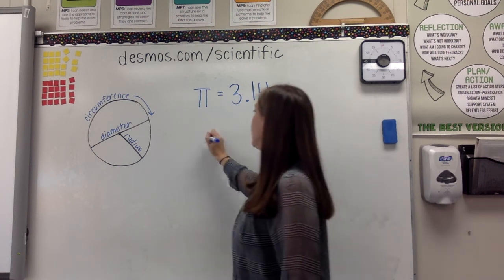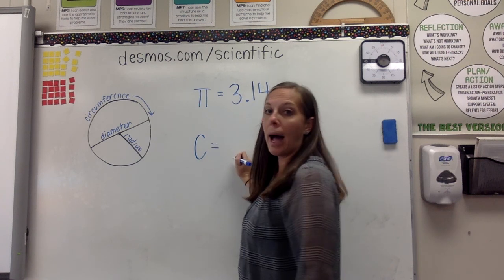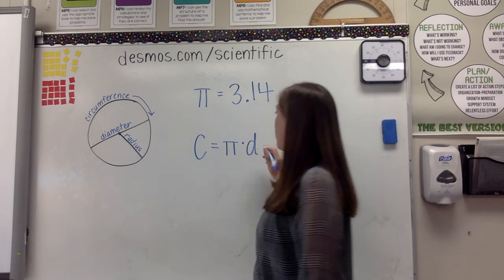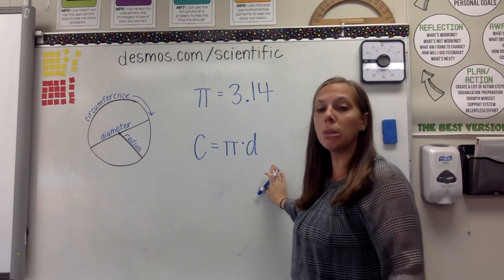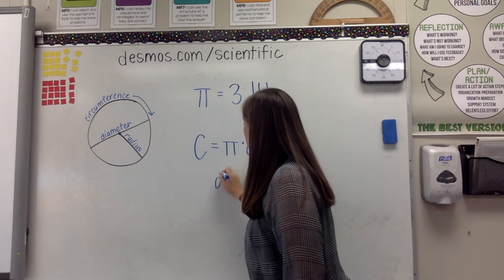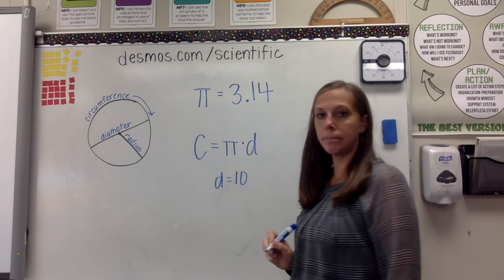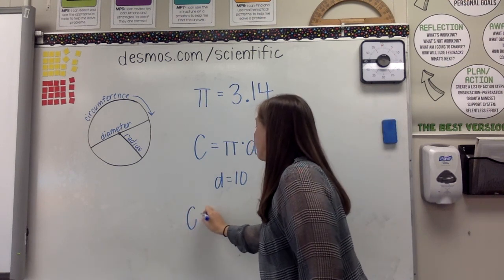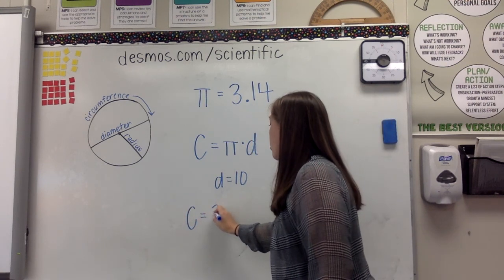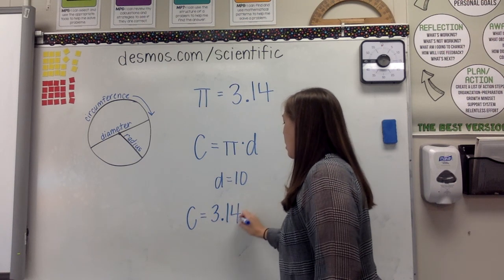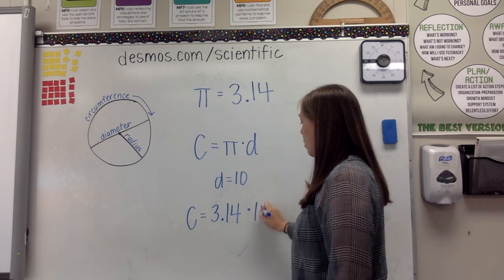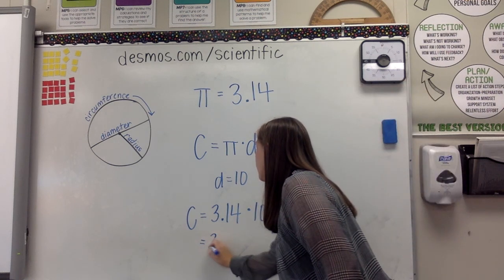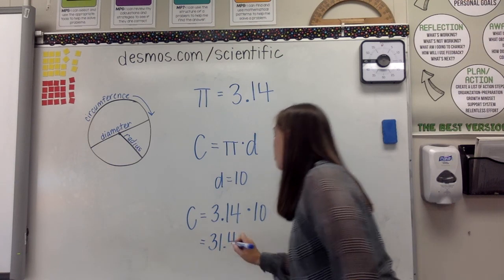So if I want to find the circumference of a circle, I take pi, this value up here, and I multiply it by the diameter of a circle. So let's say that I know the diameter of my circle is 10. So I'm going to plug those values into my formula. So for circumference, I've got pi, which is 3.14, and I'm going to multiply it by my diameter, which is 10. When I multiply those two numbers, I find that my circumference is 31.4.